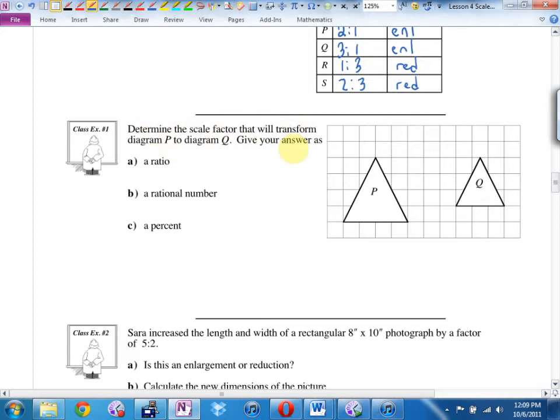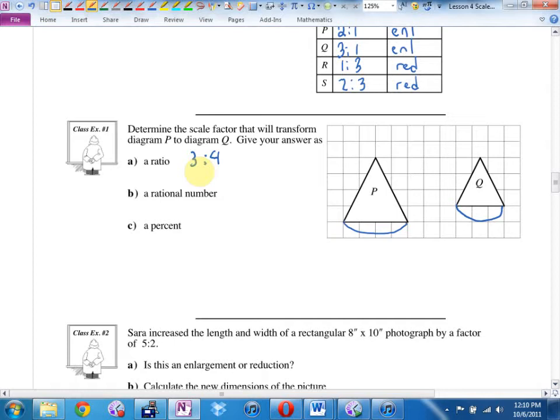Okay. I think if I was tackling this one, I would ask, how many squares long is the bottom of the original? 4. That's going to be the second number. How many squares long is the bottom of the new one? 3. This is a 3-to-4 reduction or enlargement? I know it's a reduction because I can just see the shape is smaller, but mathematically I've just proved it as well.